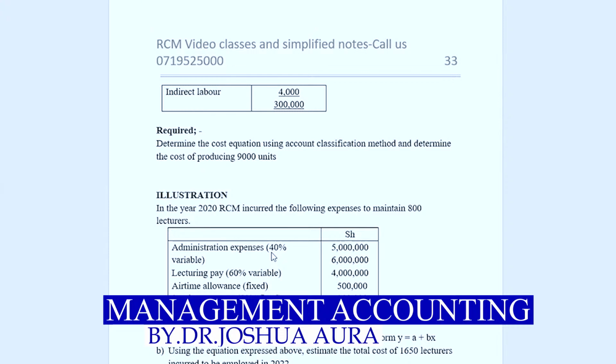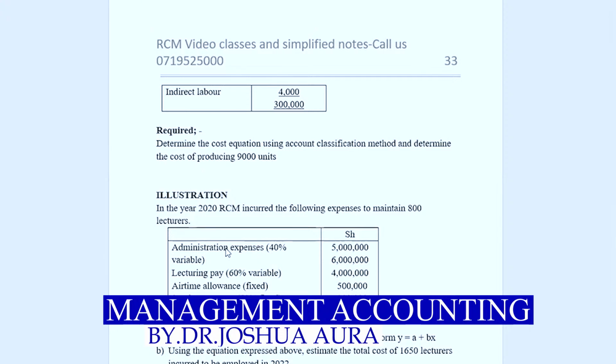From there, ladies and gentlemen, after lecturing pay, we have airtime allowance. The whole of it is fixed. Over how much? Of 4 million. Lecturing pay. I think we have quite a lot here, but we'll just pick.